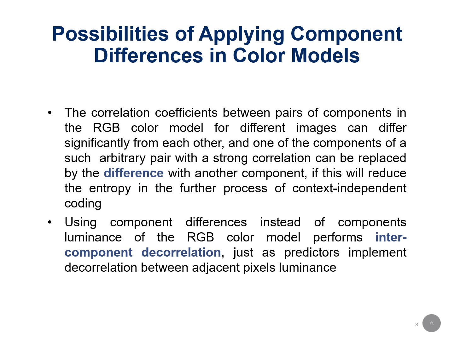The correlation coefficients between pairs of the components in the RGB color model for different images can differ significantly from each other, and one of the components of such an arbitrary pair with a strong correlation can be replaced by the difference with another component, if this will reduce the entropy in the further process of context-independent coding. Using component difference instead of component luminance of the RGB color model performs intercomponent decorrelation, just as predictors implement decorrelation between adjacent pixel luminance.